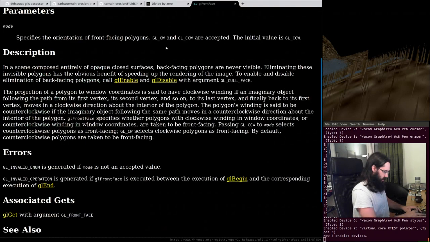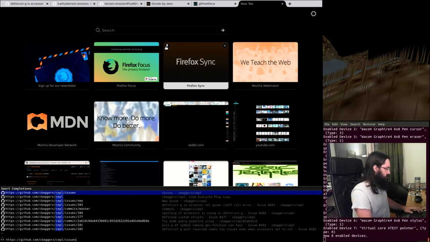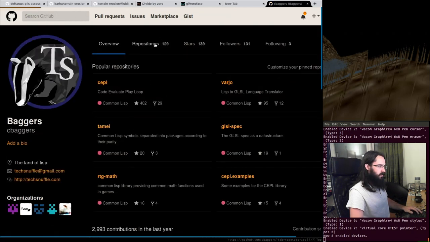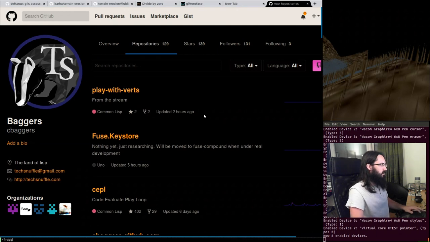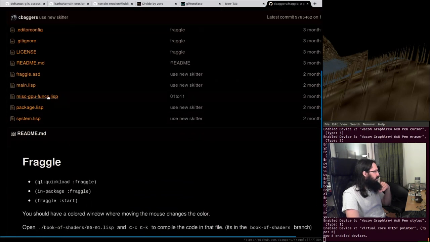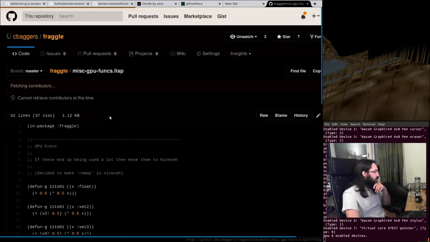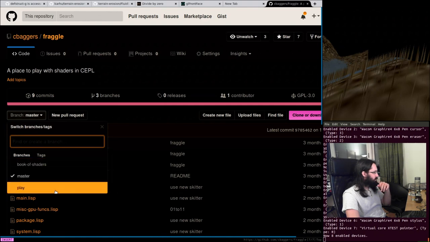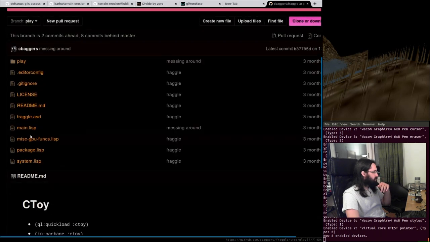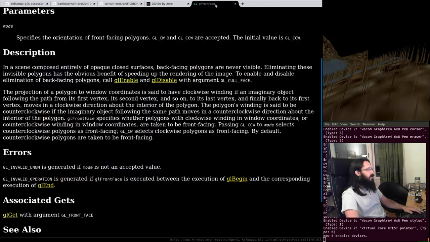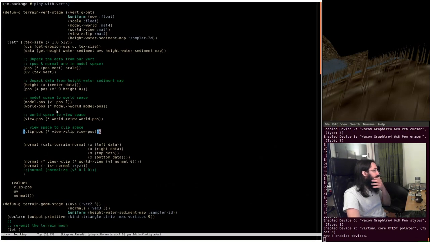Repositories. Fraggle, it was called Fraggle. There we go. Missed GPU functions. Wasn't this one we were messing around with. Book of Shaders, play. I thought we messed around with some terrain in here, but guess not. Okay.